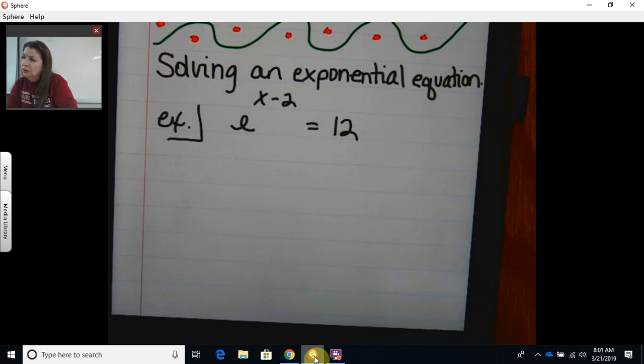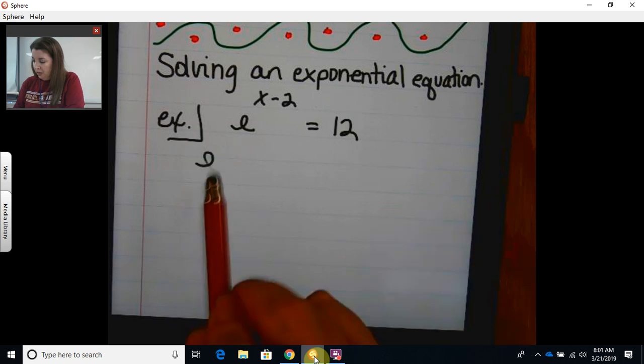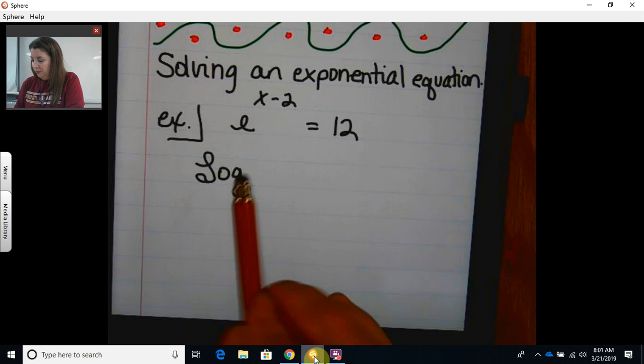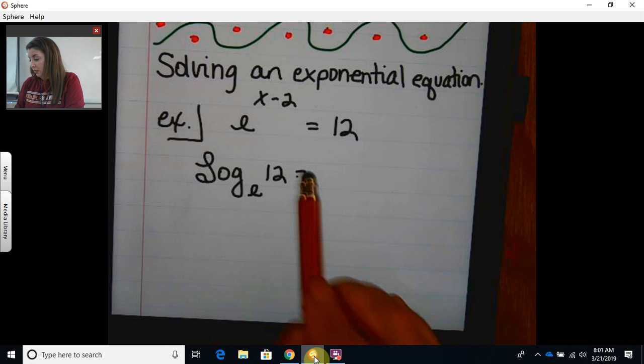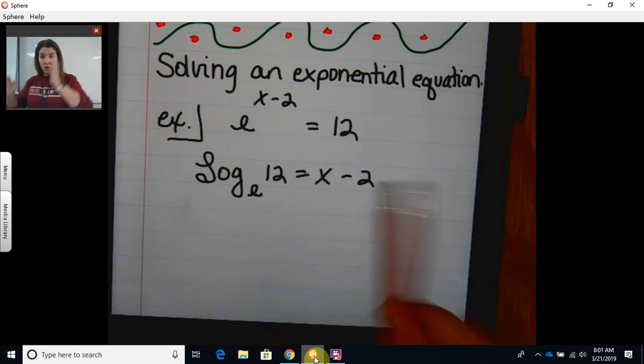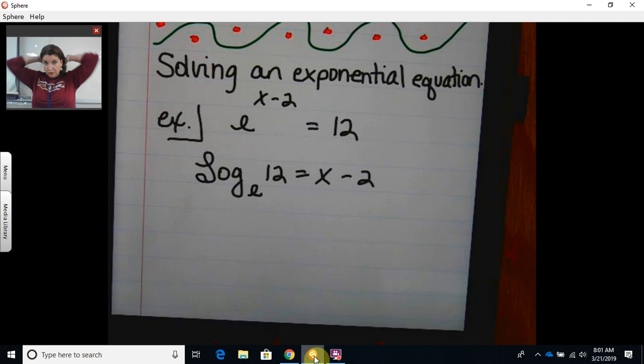So if we can't write both sides with the same base, what other way do we know? Right, we put it in logarithmic form, right? So it's currently in exponential form, so we'll just convert it to logarithmic form. So logarithmic form, that would be log base what? E of 12 equals x minus 2. But I just told you when your logarithm has a base of e, you don't write it like that, right?